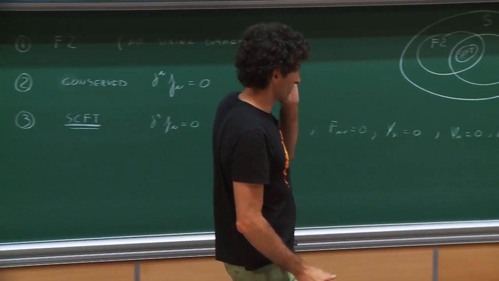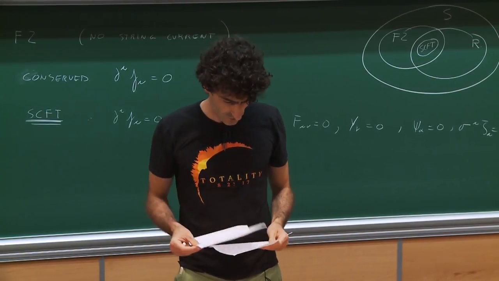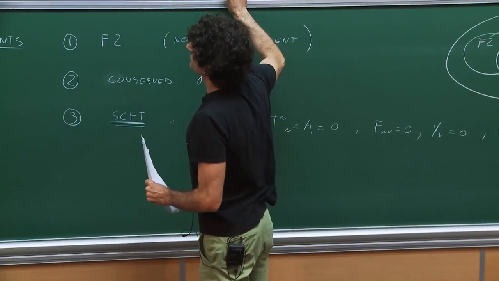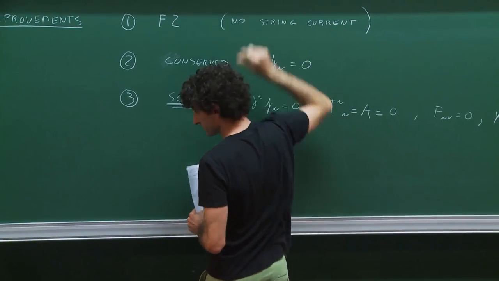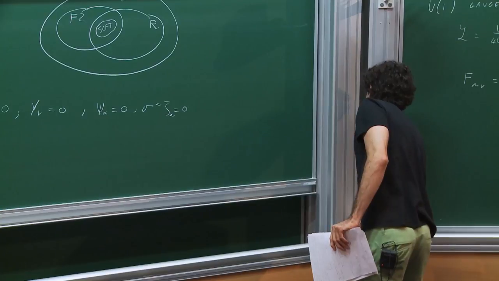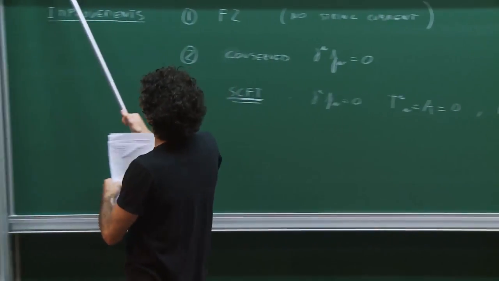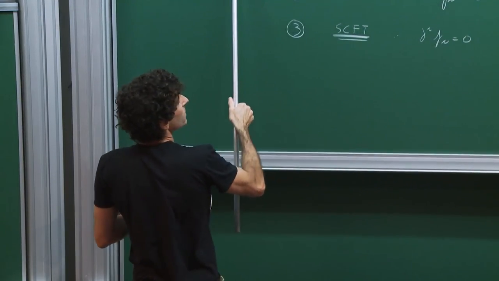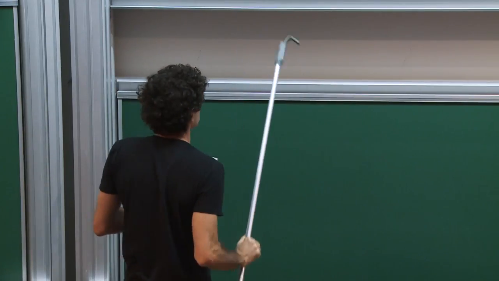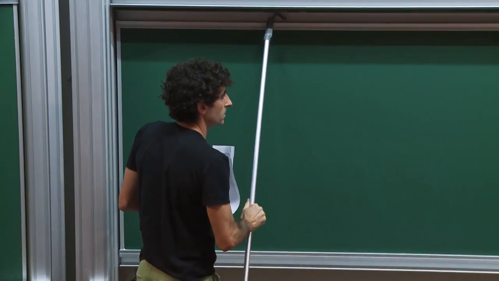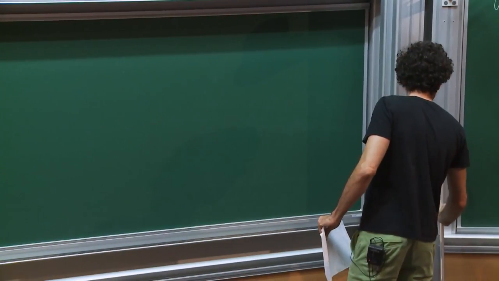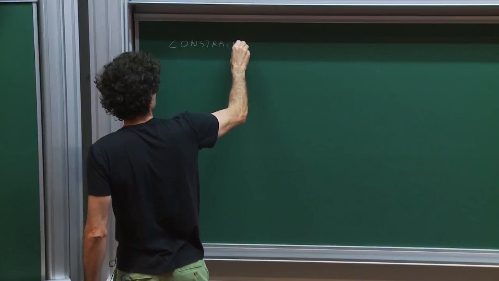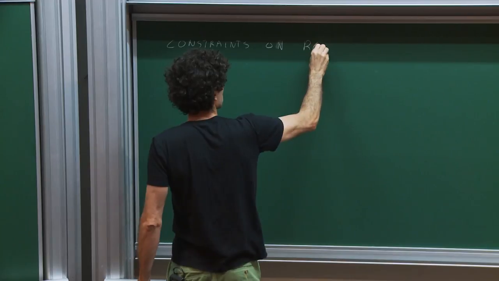Okay, so let me just make this comment now, because it already arose twice, so I should address it. One application of these ideas is to put constraints on the RG flows of some theory that you are interested in. So let me talk about constraints on RG flows.